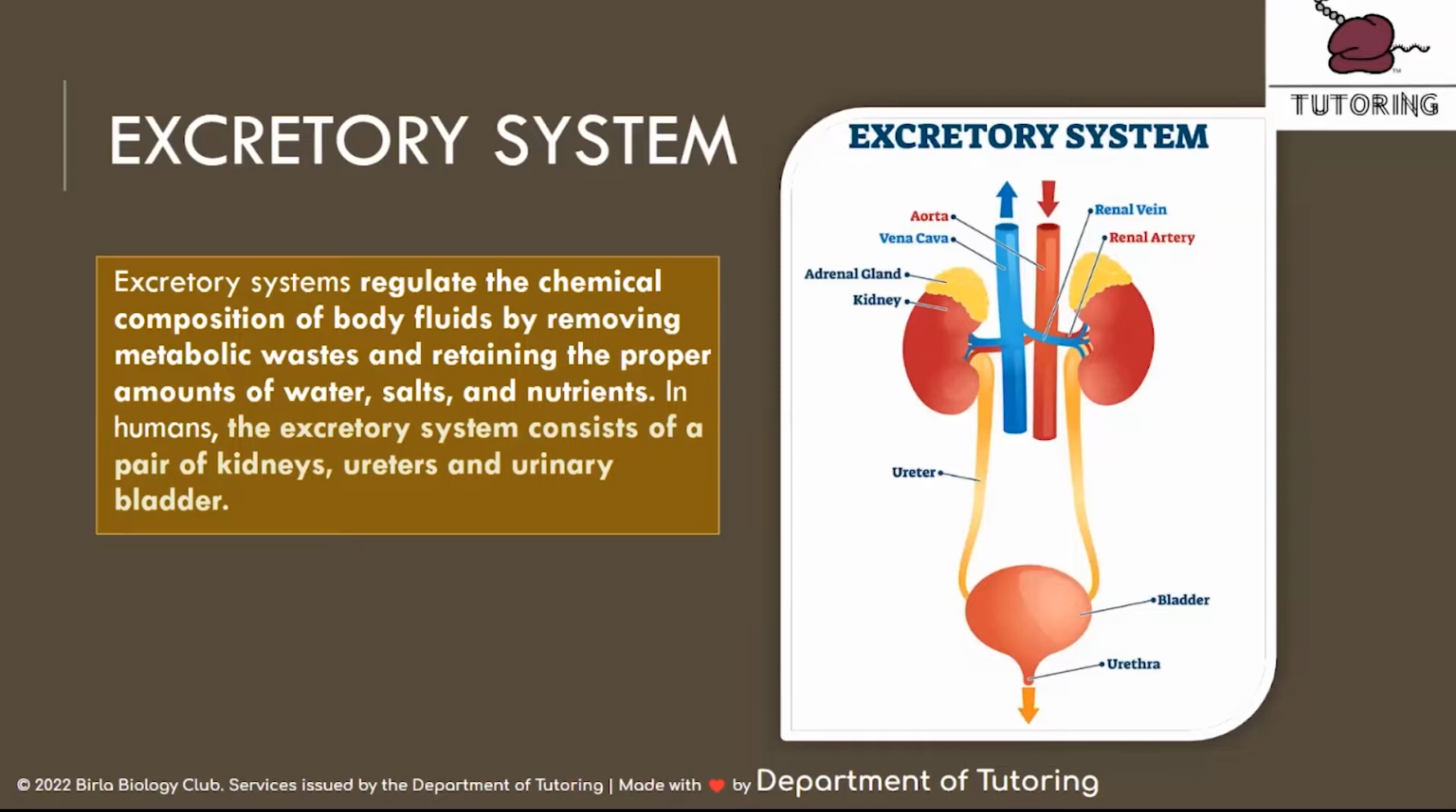Excretory system regulates the chemical composition of the body fluids by removing metabolic waste and retaining the proper amount of water, salt, and nutrients. Key points: the human excretory system includes organs that facilitate the removal of nitrogenous waste from the body. The main excretory organs include kidney, ureter, urinary bladder, and urethra. Kidney filters the blood and urine is the filtrate obtained. Urine passes to the urinary bladder via ureter and is expelled out of the body.